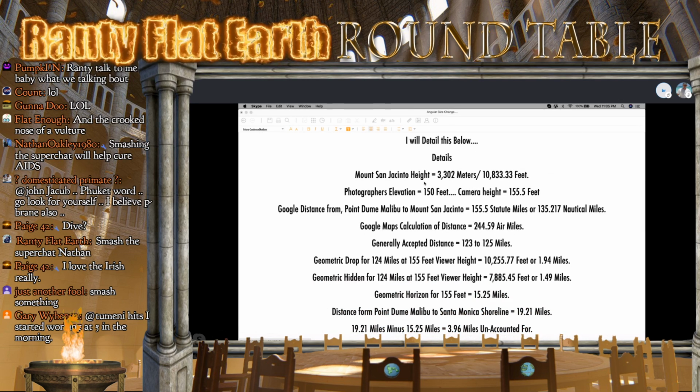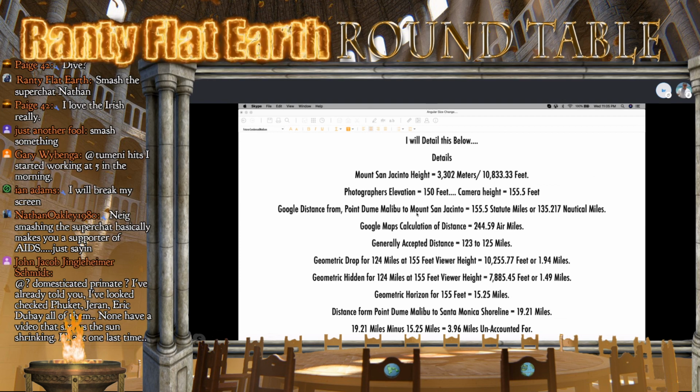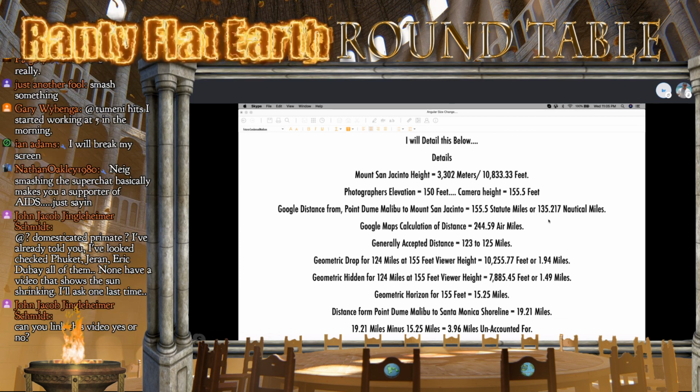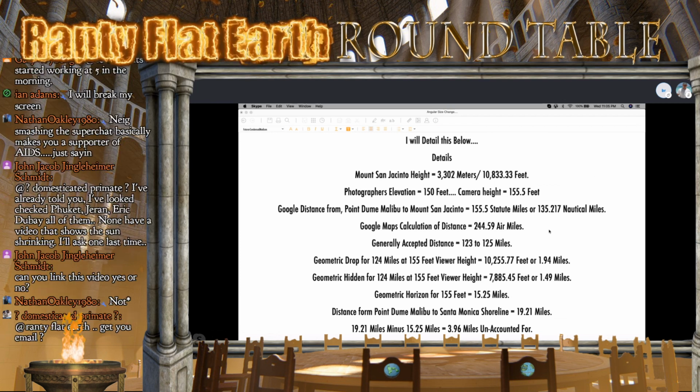Mount San Jacinto height is 3,302 meters, 10,833.33 feet. Photographer's elevation 150 feet, camera height 155.5 feet altogether. Google distance from Point Dume, Malibu to Mount San Jacinto is 155.5 statute miles, or 135.217 nautical miles. Google Maps calculation of distance is actually 244.59 miles. So Google Maps actually calculates the distance at 244 miles, and I'm going to show this in a while. Generally accepted distance is 123 to 125 miles.